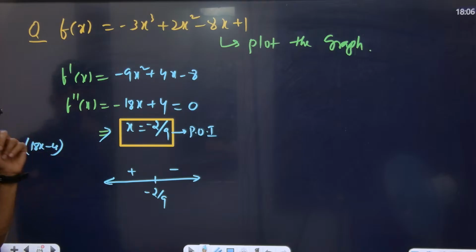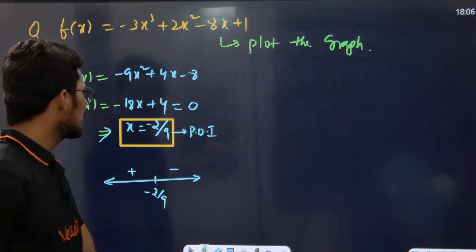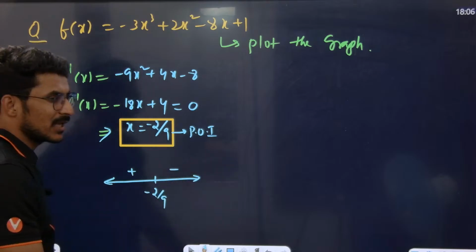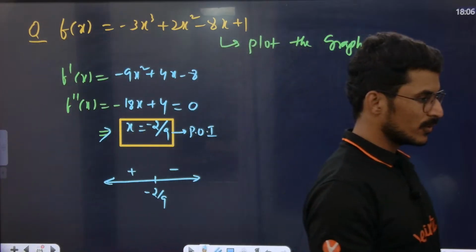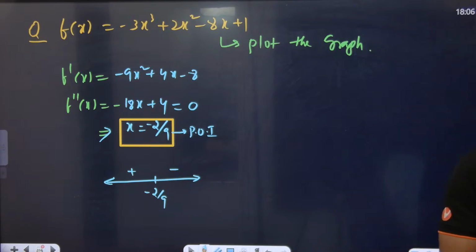Minus and minus minus plus. Okay, correct only. Check, please check. Minus 18x plus 4 is equal to 0. Minus 2 by 9 ka plus dana vandrum. So minus dana vandrum. Please check. Minus ka minus munadi then plus. Minus 18 plus 4 minus plus obviously.